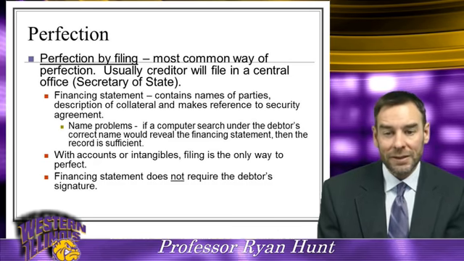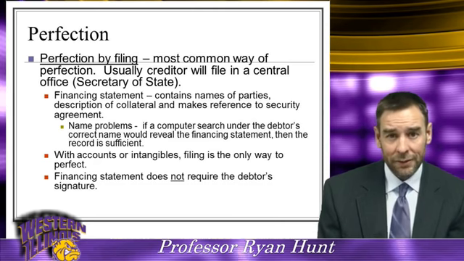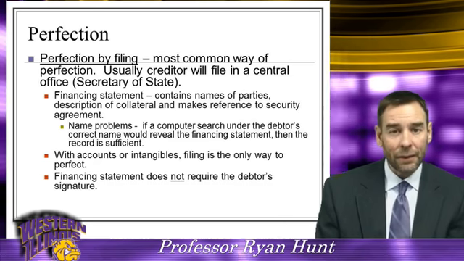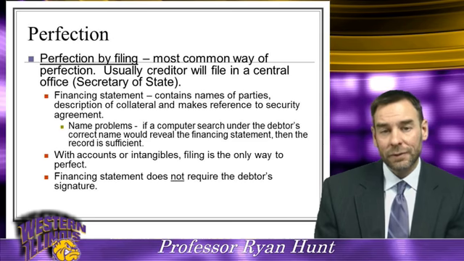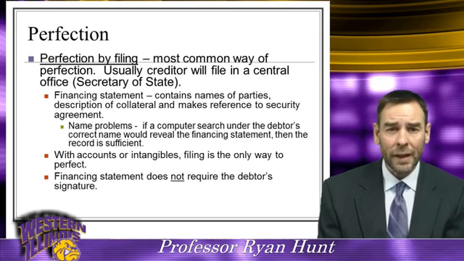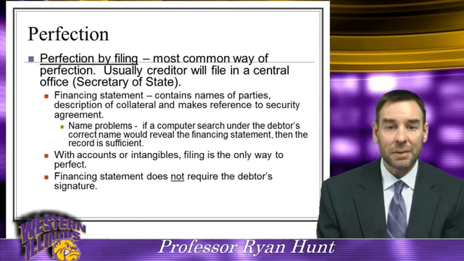Let's take a look at the financing statement and what it contains. It usually has the names of the parties, the debtor and the creditor, or the secured party in this case, a description of the collateral, and it makes reference to the security agreement. It doesn't have to contain the whole security agreement, but make reference to it. One crucial piece of information that has to be on the financing statement is the name of the debtor.